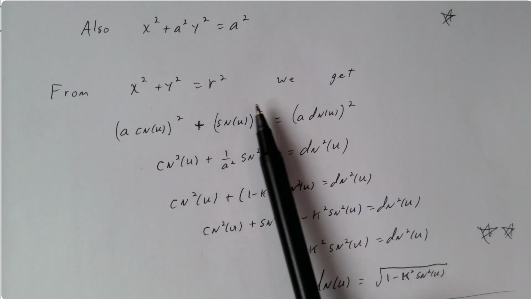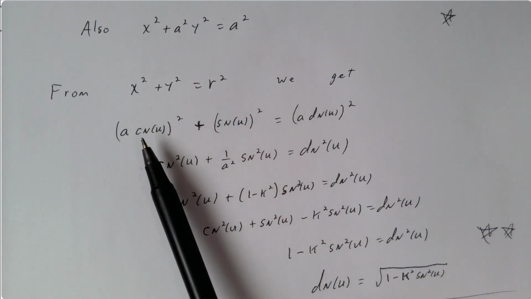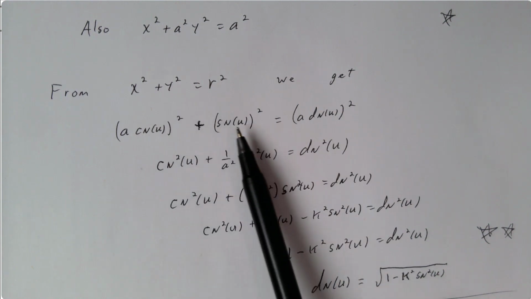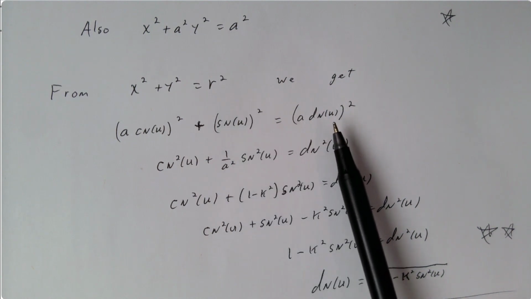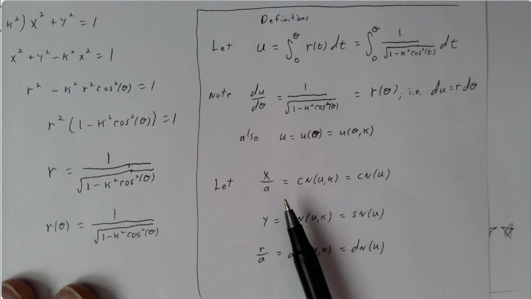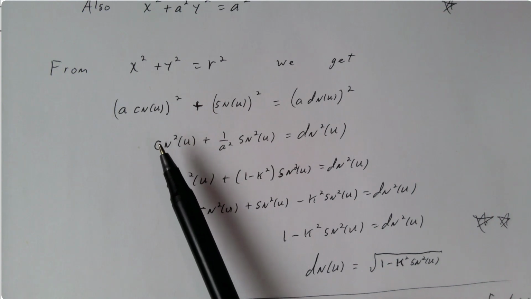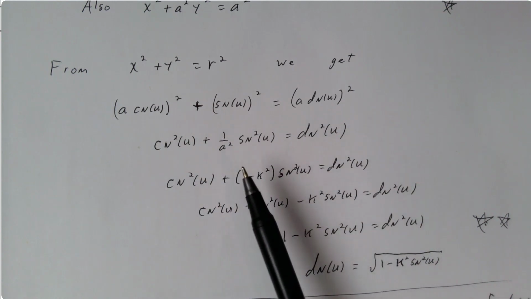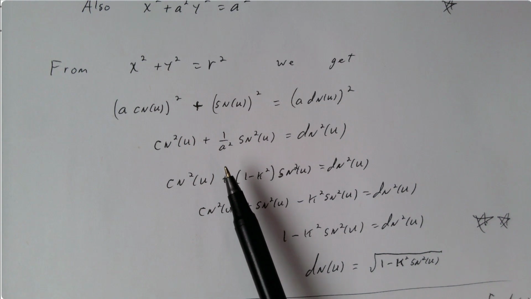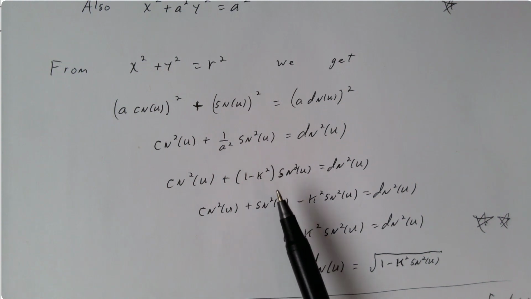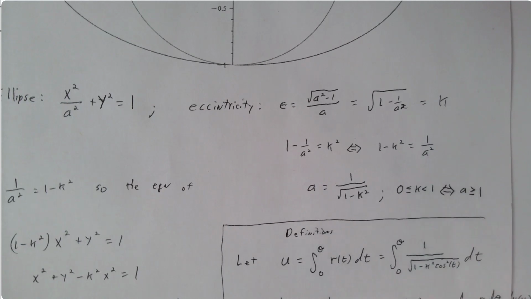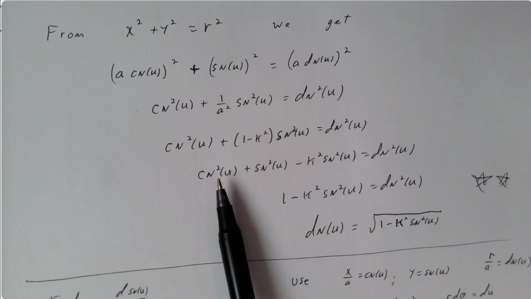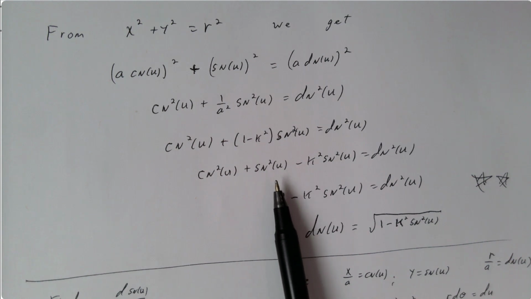From x squared plus y squared equals r squared. Well, x is a cn u, y is sn u, and r is a dn u. Quick reminder, x is a cn u, y is sn u, r is a dn u. So squaring, then dividing by a squared, and of course 1 over a squared is 1 minus k squared, the way we defined k. So distributing, I get cn squared plus sn squared, which will be 1.